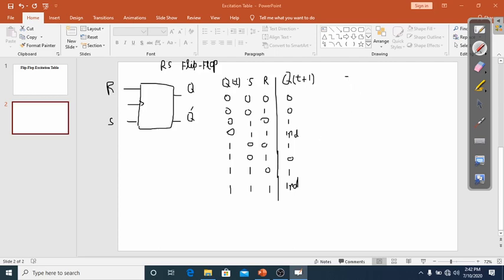So suppose you have the present state Q of t and the next state Q of t plus 1. You will be given the present state and next state when you design some sequential circuit, and you have to decide what would be the inputs. So here the inputs are set and reset.